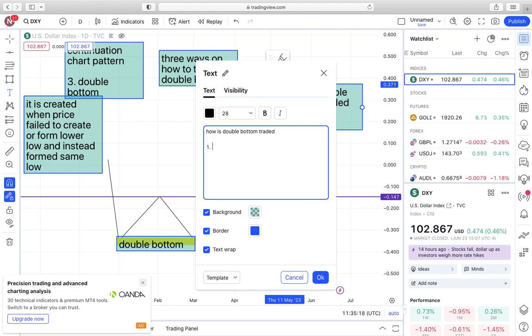First, some people will look for a neckline break for entry. Yes, some people will look for a neckline break for entry. That one is good. You look for a neckline break for entry.